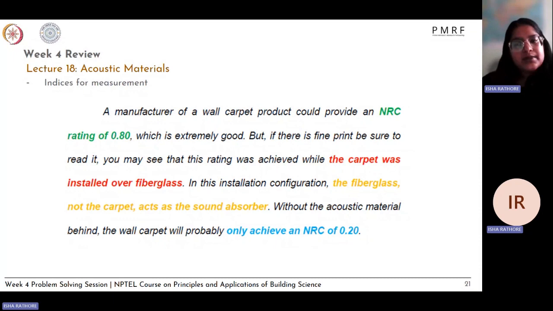But if there is fine print, be sure to read it, you may see that this rating was achieved while the carpet was installed over fiberglass. So fiberglass by itself is a very good sound absorber. So in this installation configuration, the fiberglass, not the carpet, acts as the sound absorber. So the wall carpet with an acoustic material behind it will probably only achieve an NRC of 0.2.